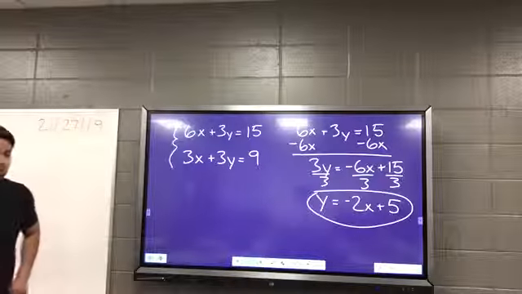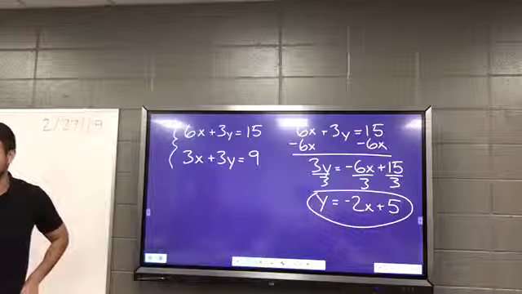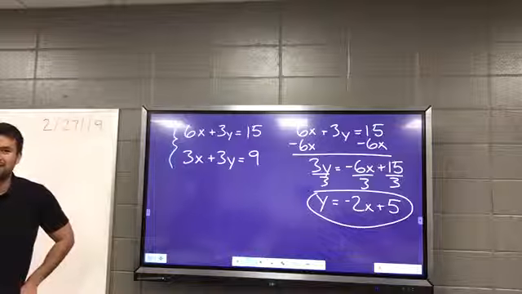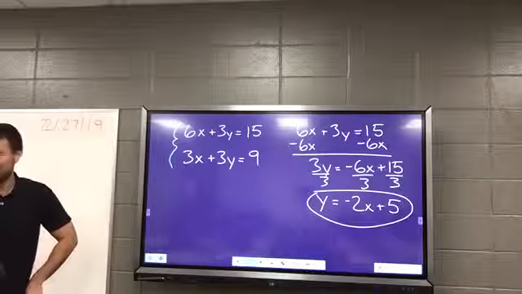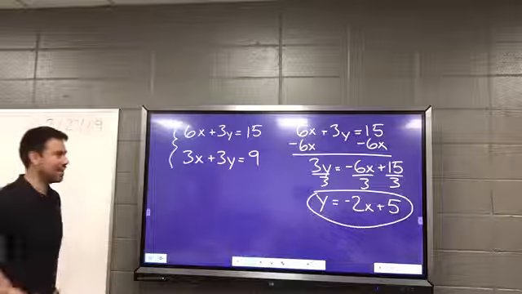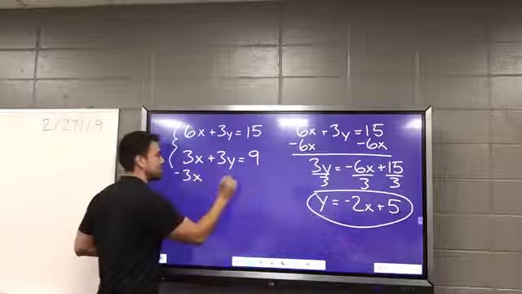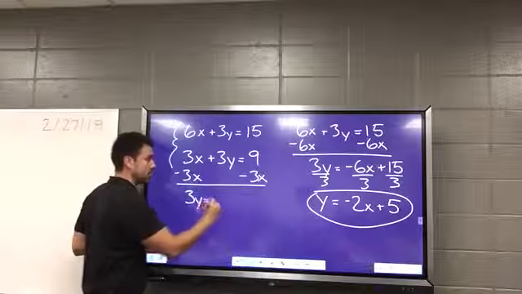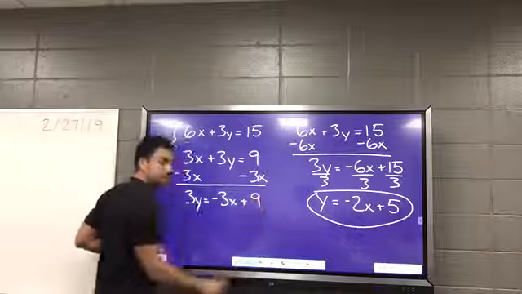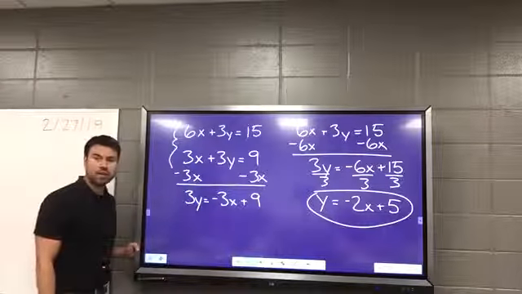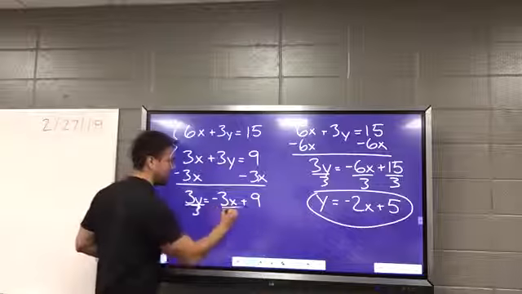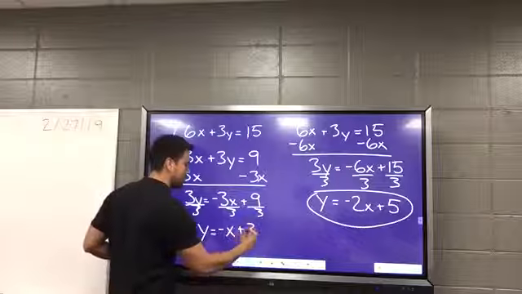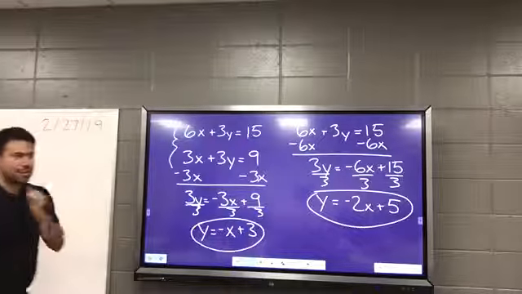How do I get that second equation to be in slope-intercept form, or at least solve for y? I know one of you knows. Okay, yes, sir? Andrew? Subtract 3x from both sides. You are left with 3y equals negative 3x plus 9. And then last step here, divide everything by 3. I get y equals negative 1x plus 3. That's my second one.